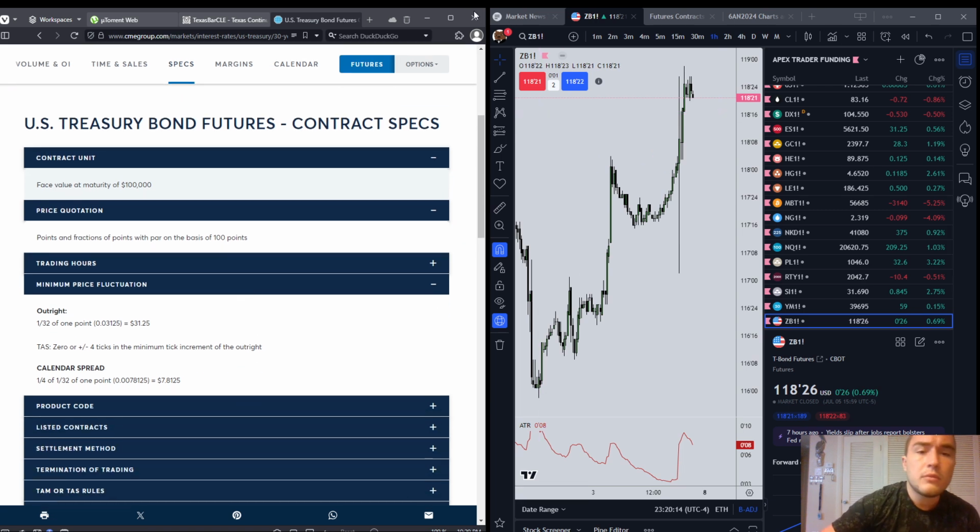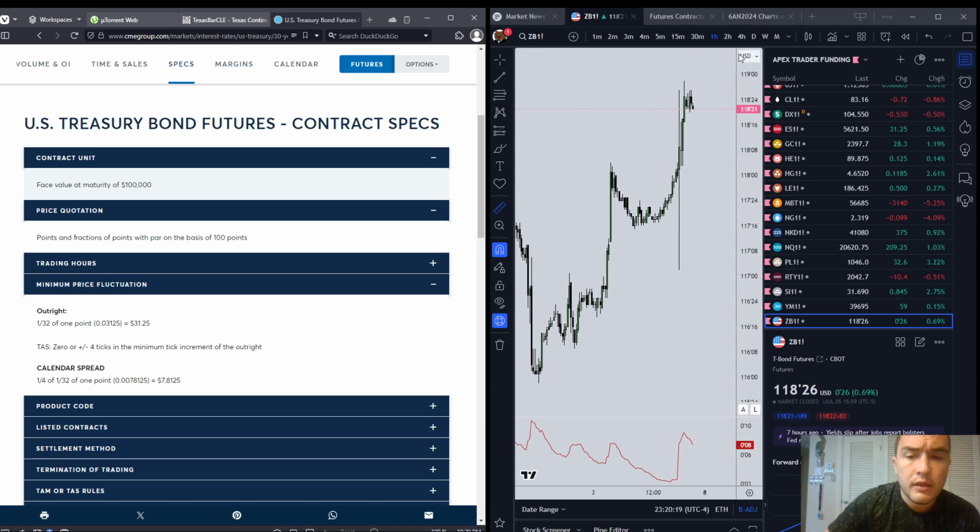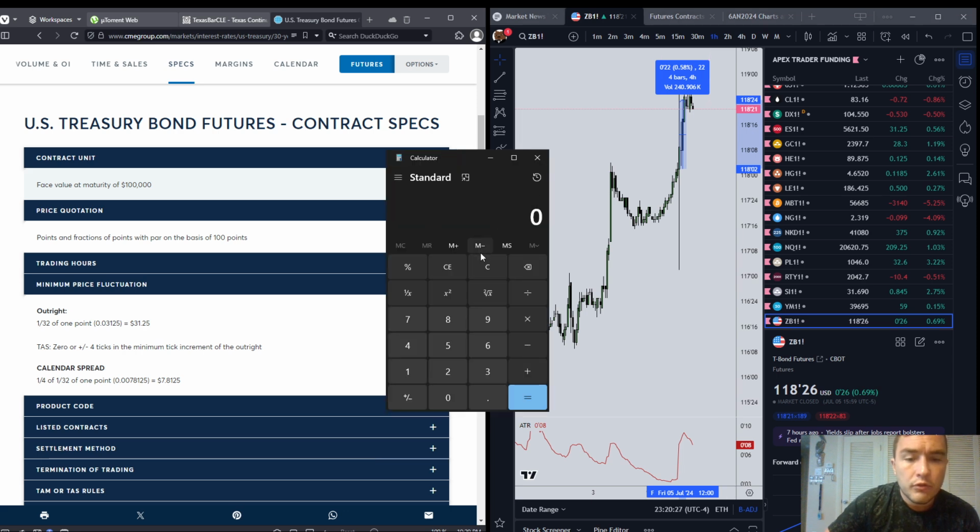So every time this thing moves, it's moving $31.25. So if you don't want to learn how to quote this or do the math correctly, what you're going to do is just use the measuring tool. See how it says 22 ticks. 22 ticks times 31.25, the ZB futures, that is $687.50. In other words, that move right there that I'm highlighting on the cursor, notice it says 0.22. That's 22 ticks or a $687.50 per contract move.